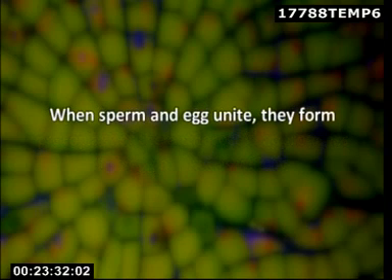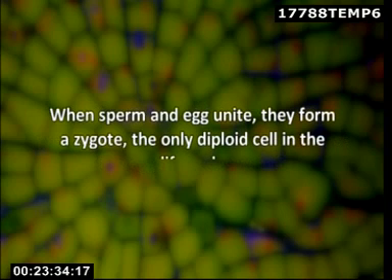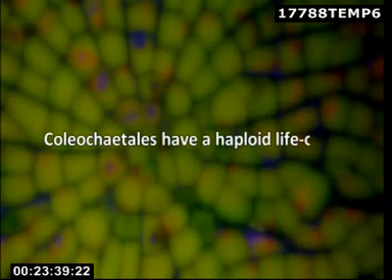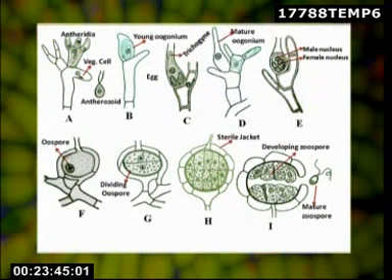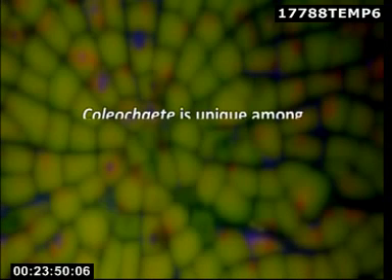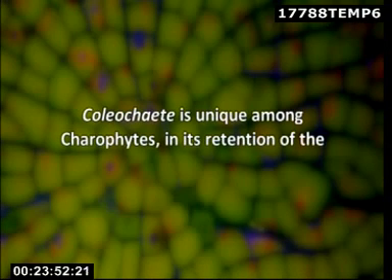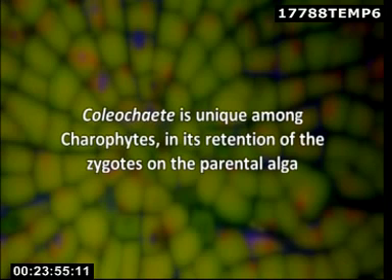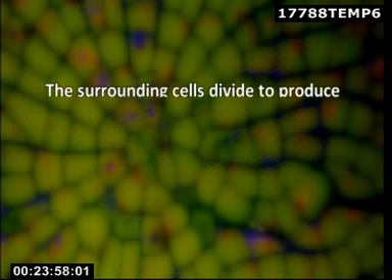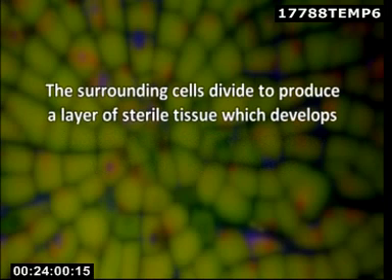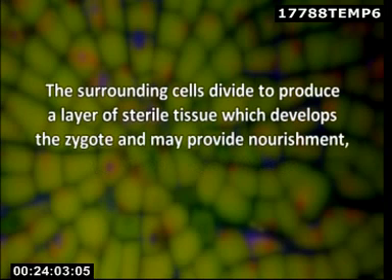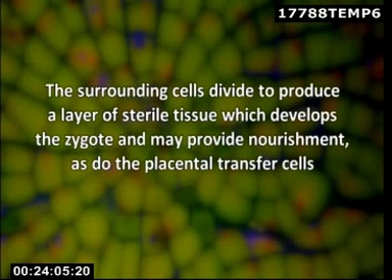When sperm and egg unite, they form a zygote, the only diploid cell in the life cycle of Coleochaete. Coleochaetales therefore have a haploid life cycle. Coleochaete is unique among charophytes in its retention of the zygote on the parent. The surrounding cells divide to produce a layer of sterile tissue which develops the zygote and may provide nourishment, as do the placental transfer cells in other plants.